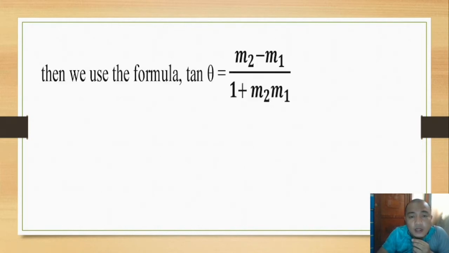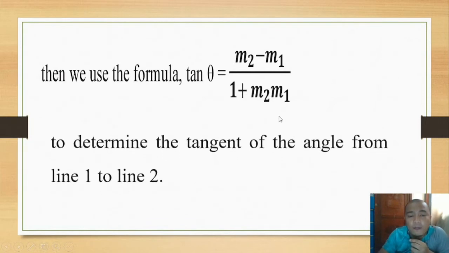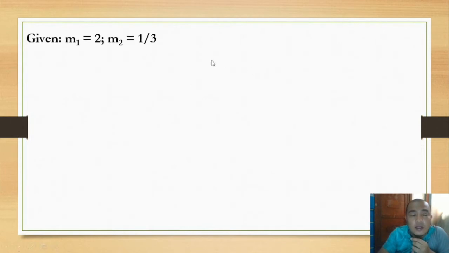Then to solve for the tangent of the angle, we use this formula. Tangent theta is equal to m sub 2 minus m sub 1 over 1 plus m sub 2 times m sub 1. That is to determine the tangent of the angle from line 1 to line 2. So given slope of line 1 is 2, slope of line 2 is 1/3.